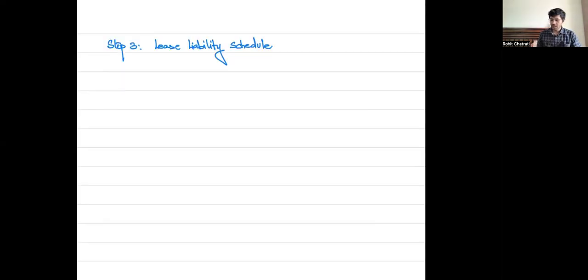Step number 3 will be the lease liability schedule. Just like how we had a lease liability schedule in illustration 30, we will also prepare a lease liability schedule here. If you recall what we did in illustration 30, we first calculated the interest expense for the year, and then we had the lease payment. What we did over there was we calculated interest expense for the year at 12%, and at the end of the year, we had a payment.